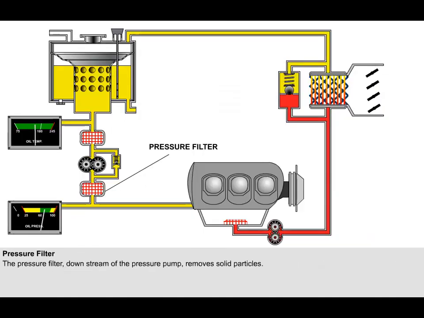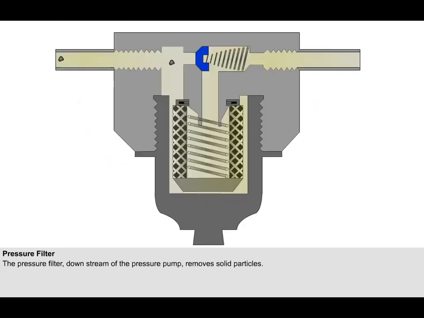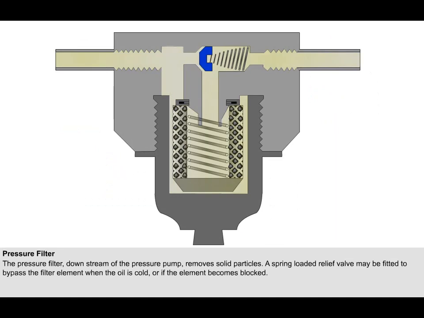The pressure filter is fitted downstream of the pressure pump. It is usually of the paper element type and is designed to remove very small solid particles before the oil passes to the bearing surfaces. This filter will also protect the engine if the pressure pump breaks up. As shown here, on some filters a spring-loaded relief valve is fitted to bypass the filter element when the oil is cold, or if the element becomes blocked.